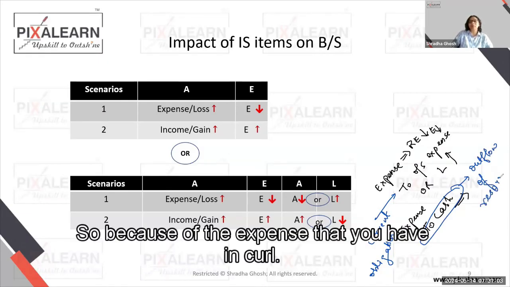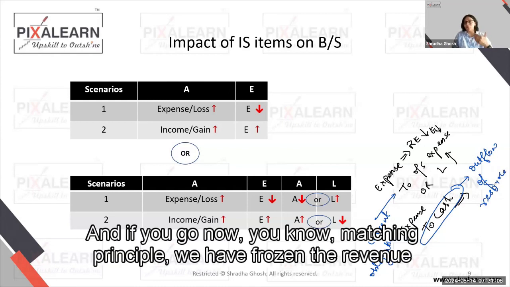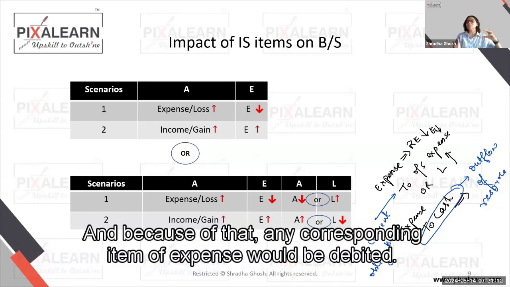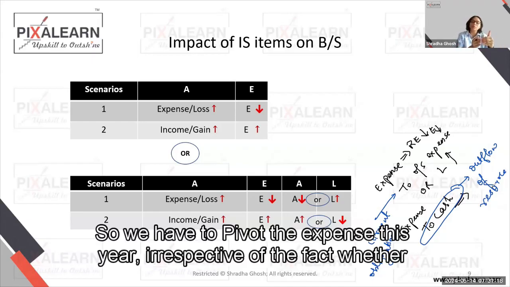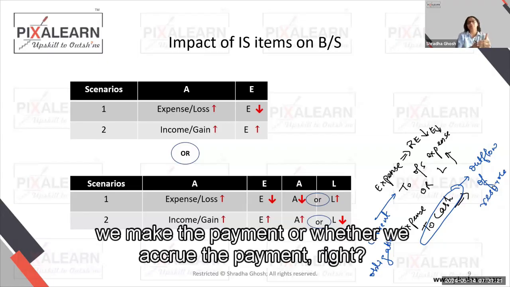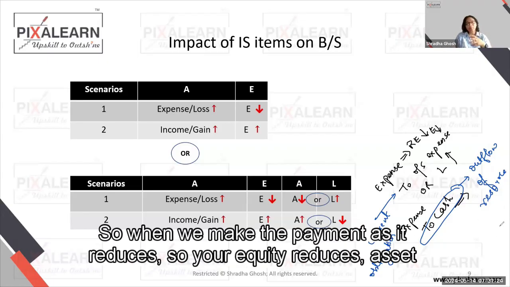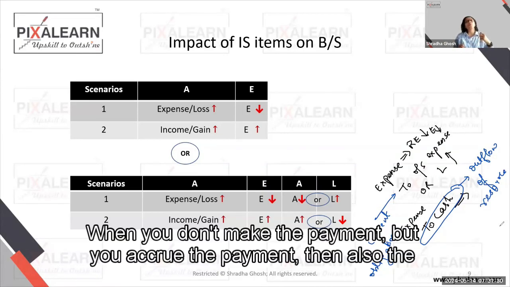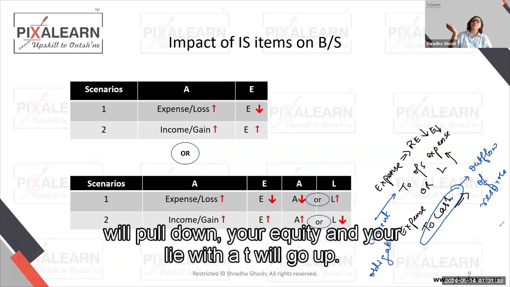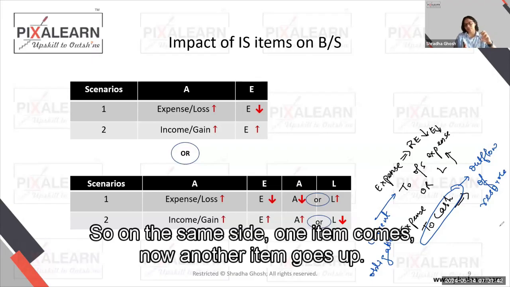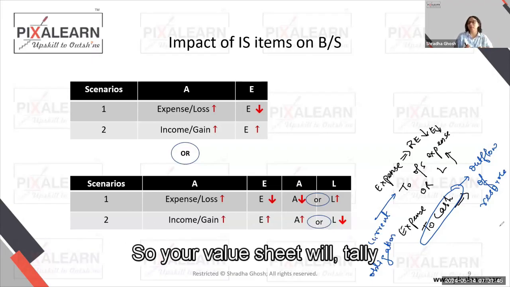Because of the expense that you have incurred, and if you go now to the matching principle, right? We have frozen the revenue credit, and because of that, any corresponding item of expense would be debited. So we have to debit the expense this year, irrespective of whether we make the payment or whether we accrue the payment, right? When we make the payment, the asset reduces. So your equity reduces, the asset reduces, the balance sheet tallies. When you don't make the payment but you accrue it, then also the equation remains the same, because the expense will pull down your equity and your liability will go up. So on the same side, one item comes down, another item goes up, so your balance sheet will tally.